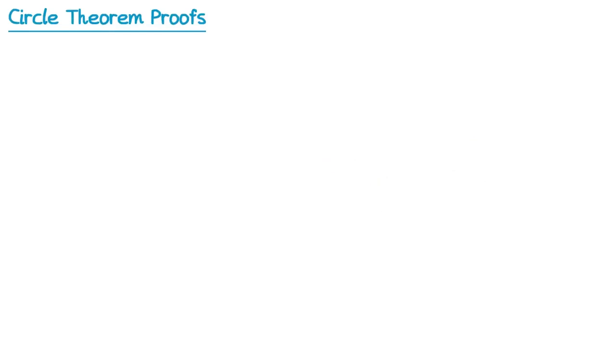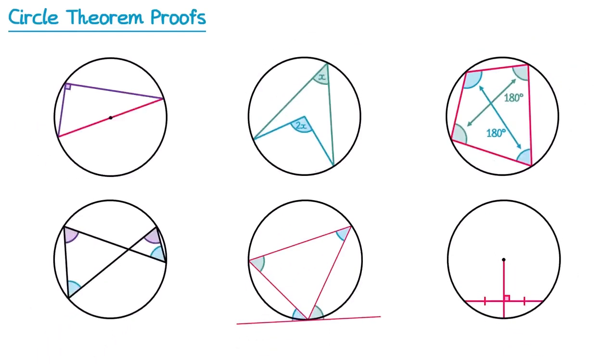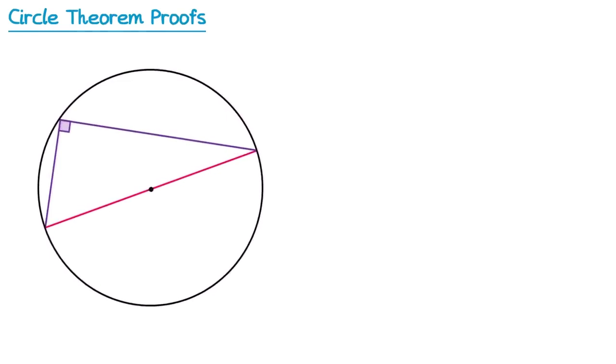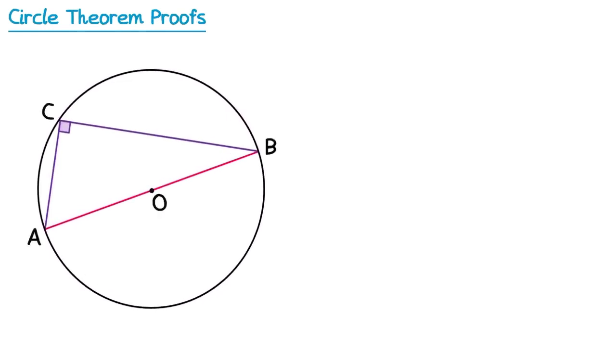So there are 6 circle theorems that you need to prove for your GCSE exams, and they look like this. We're going to go through each of these one at a time and look at its proof. We'll start with the one in the top left. The angle in a semicircle is 90 degrees.